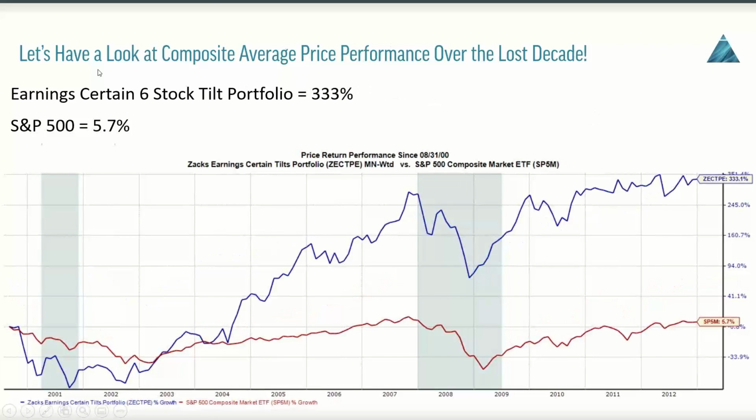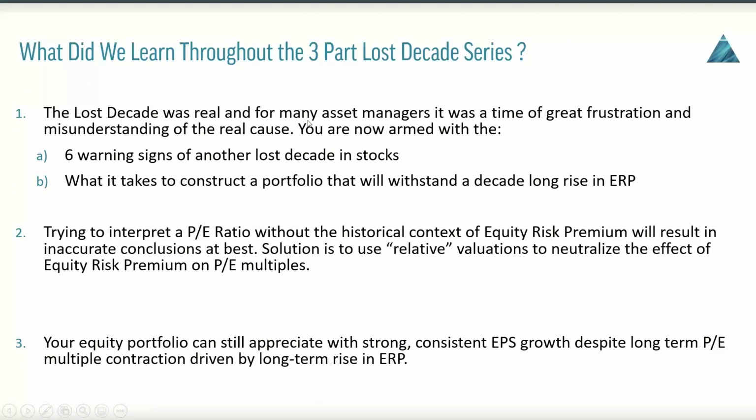Okay. Here's the shocker: the earnings certain 6-stock tilt portfolio increasing 333% over that time period, even though we experienced a PE multiple contraction, right? That was consistent with the lost decade. Why? How is that possible? Well, again, when you're growing earnings at 5,000% over that time frame, even if the multiple contracts, you've outpaced that contraction with earnings growth. And that's the real takeaway of this webinar today, again, versus that S&P 500 at 5.7%.